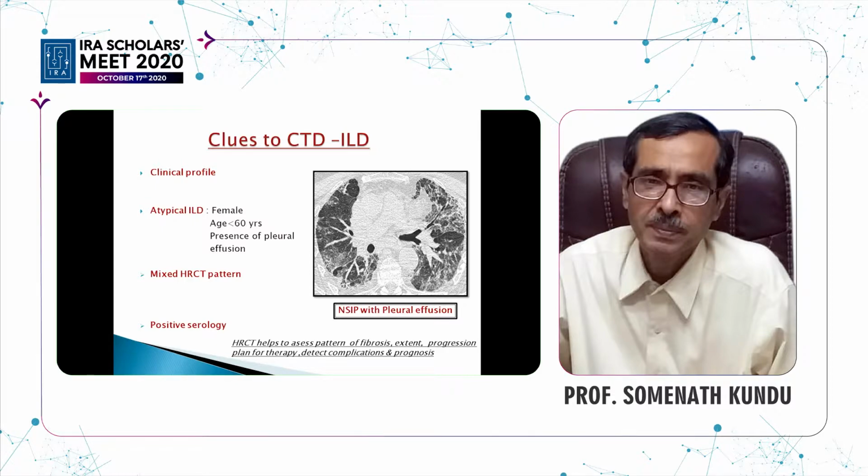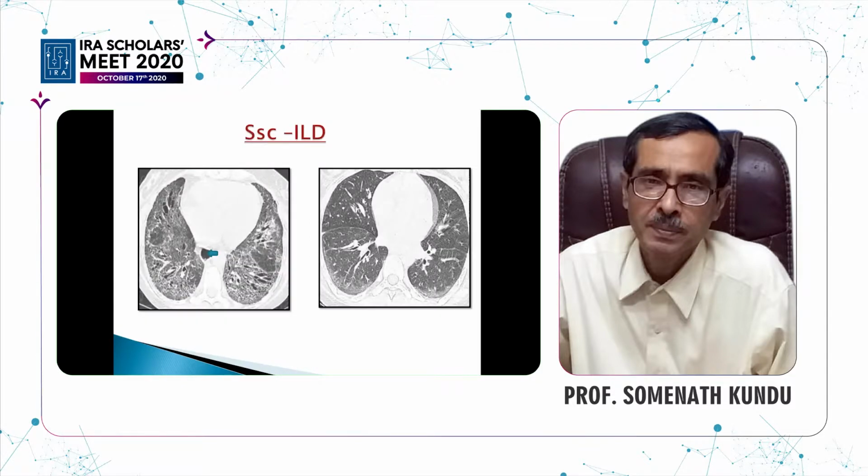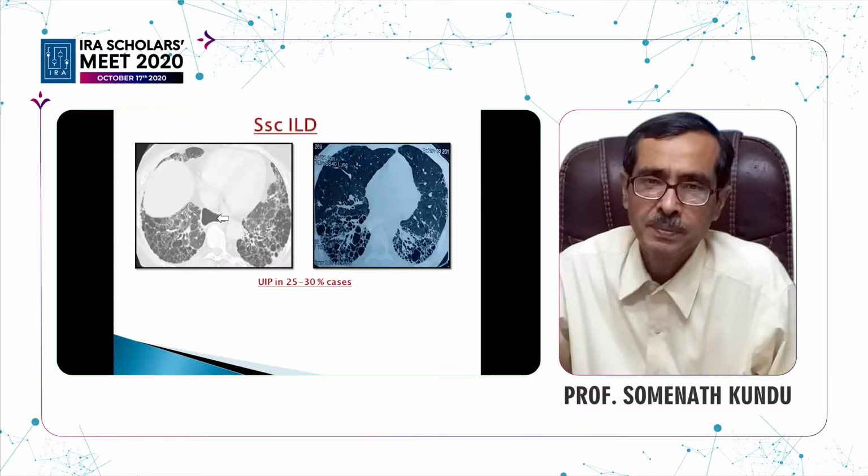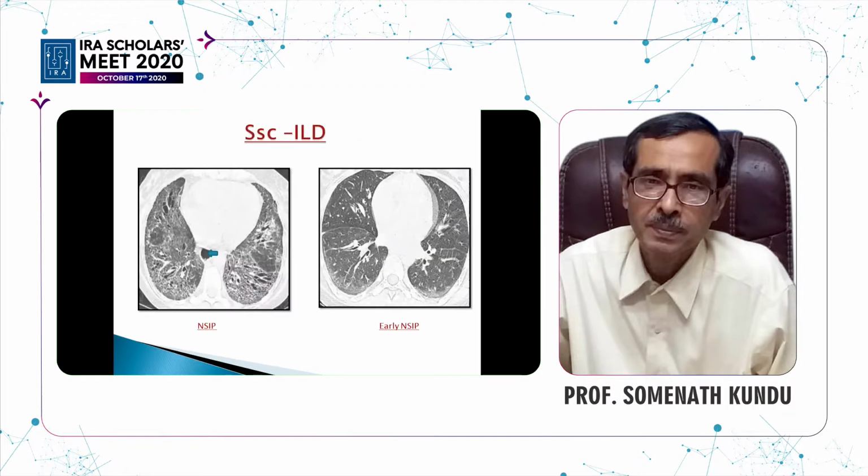Systemic sclerosis related ILD in early stages shows just the basal ground glass shadows, and if it is of longer duration, you get the NSIP pattern, more of fibrotic type. You see the esophagus is also dilated, indicating the disease. UIP pattern can be present in systemic sclerosis ILD in 25 to 30% cases.